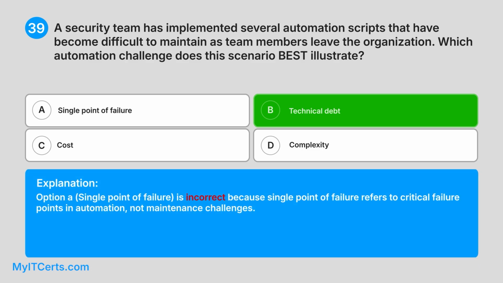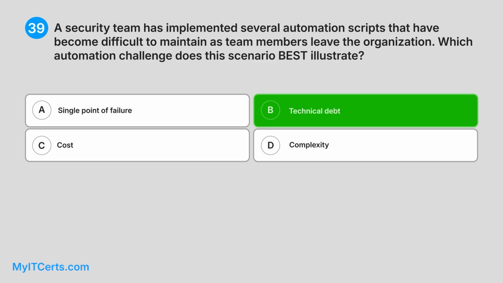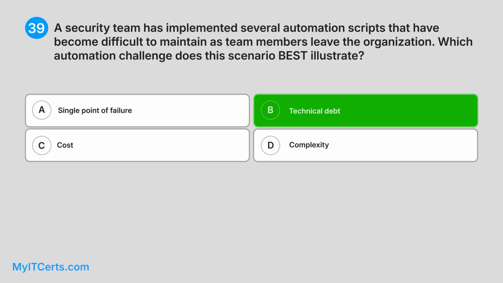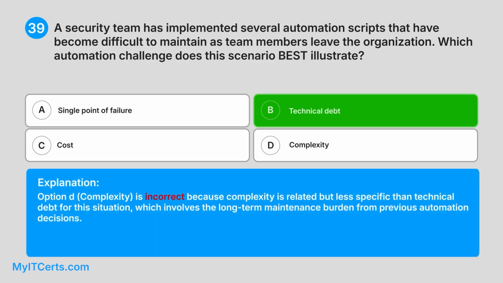Option A, Single point of failure, is incorrect because single point of failure refers to critical failure points in automation, not maintenance challenges. Option C, Cost, is incorrect because cost relates to financial investments for automation, not maintenance difficulties. Option D, Complexity, is incorrect because complexity is related but less specific than technical debt for this situation, which involves the long-term maintenance burden from previous automation decisions.